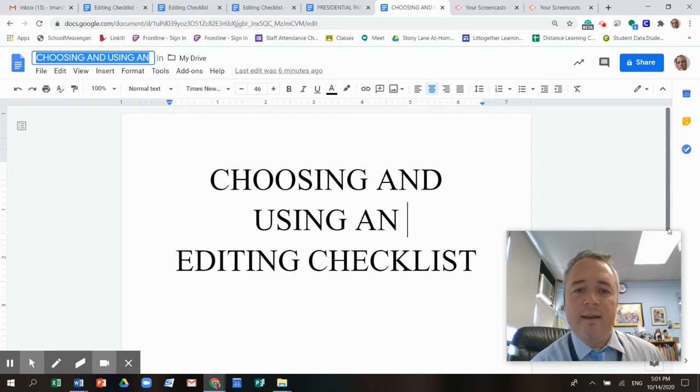One of the tools that a lot of real writers use is called an editing checklist. And you've probably seen editing checklists before, and your teacher may have given you an editing checklist in the past. But there's something about editing checklists that makes them different. Because I feel like an editing checklist is sort of like a pair of shoes. It's not good for everyone, right? You have to find an editing checklist that fits you, just like you find a pair of shoes that fits you too.